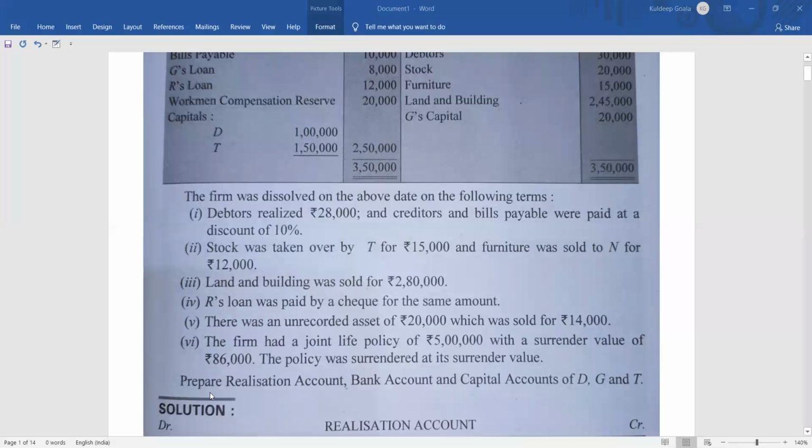So we will start with what is given, the realization account, and then we'll go for the capital and bank accounts. But first of all, you have to transfer to realization account, then we'll prepare the partner's loan, and then we'll prepare capital, and at last we'll prepare the bank account. It doesn't matter whether the bank account is given in the second position, you have to prepare the bank account at last. Clear?